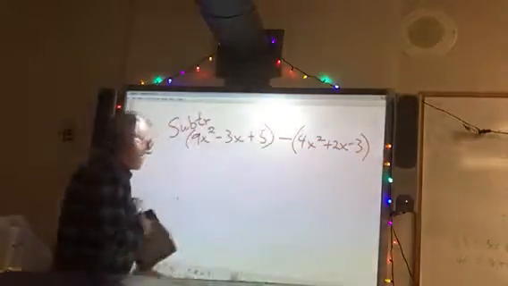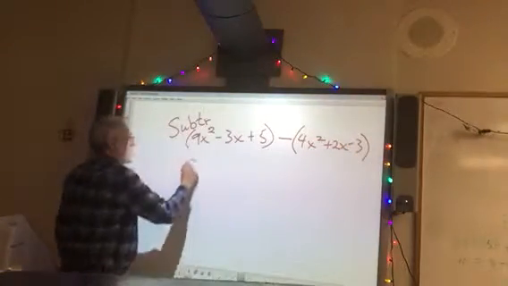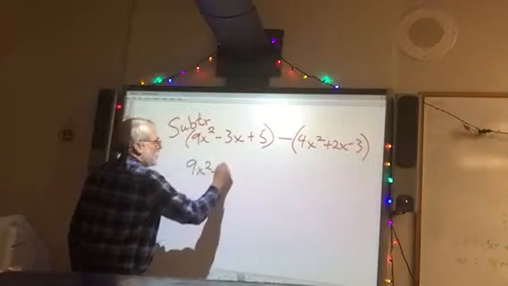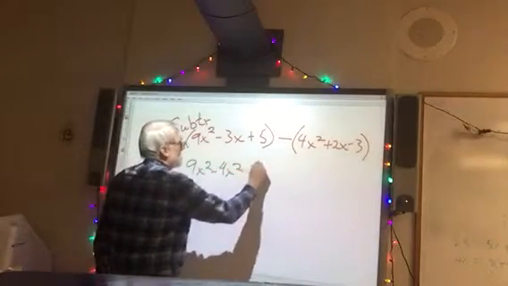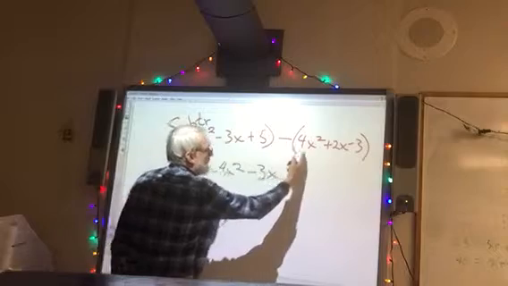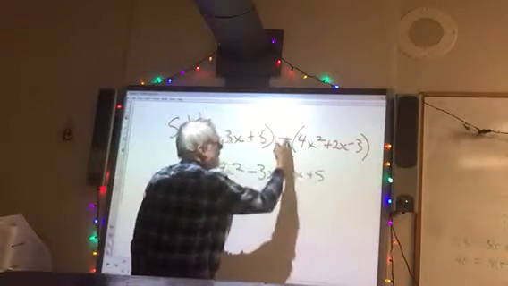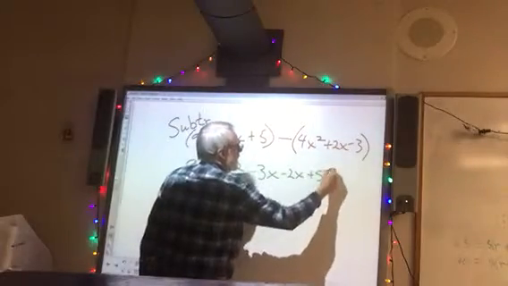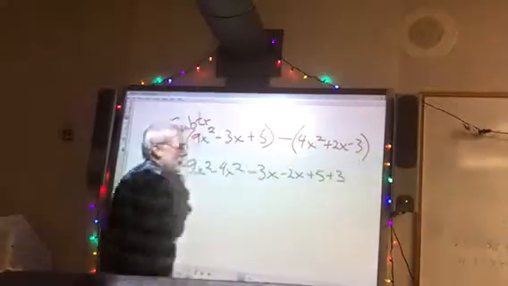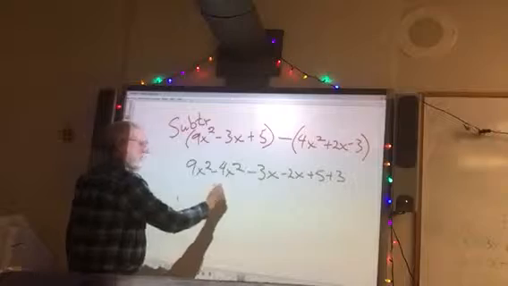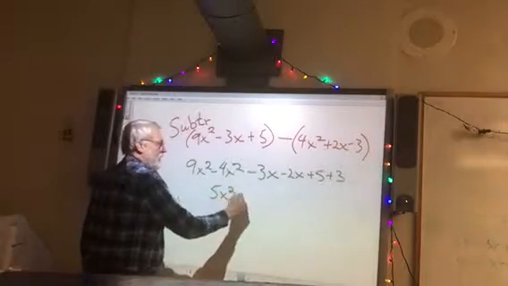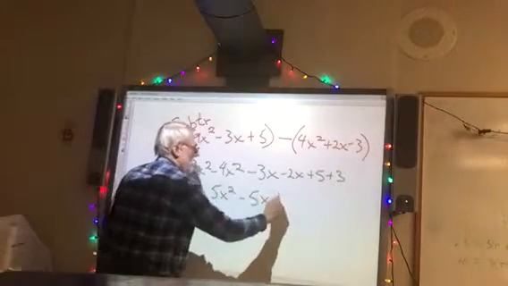What does that actually become? That becomes 9x squared minus 4x squared minus 3x minus 2x plus 5 minus negative 3, plus 3. 5x squared minus 5x plus 8.